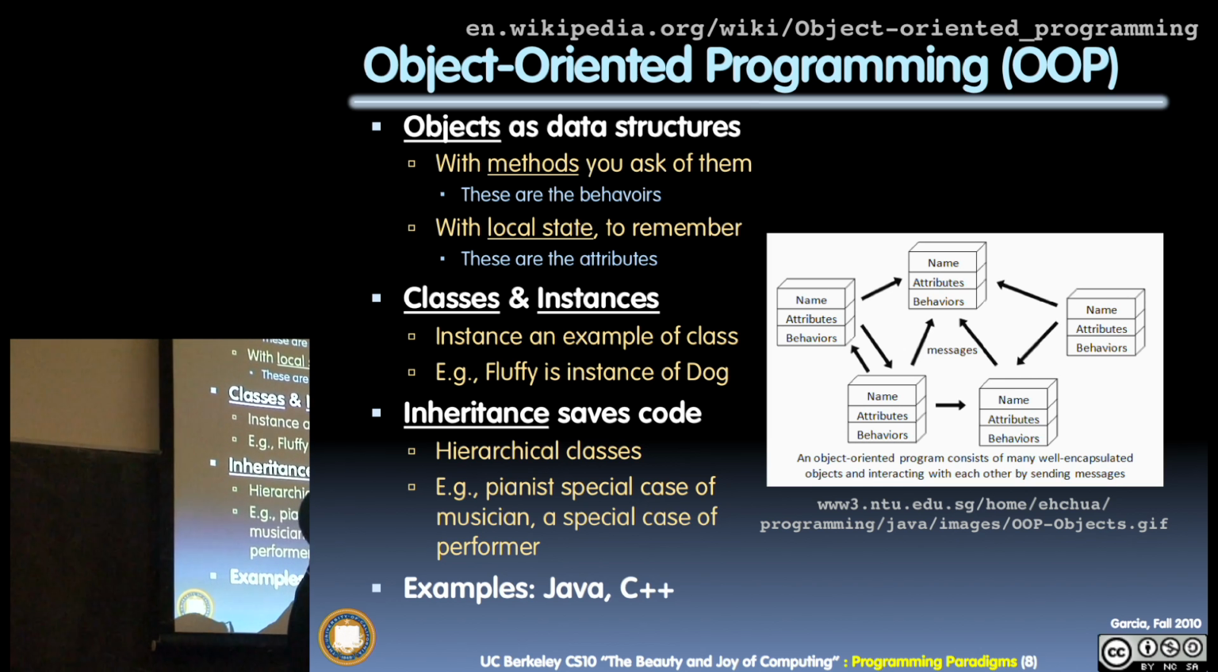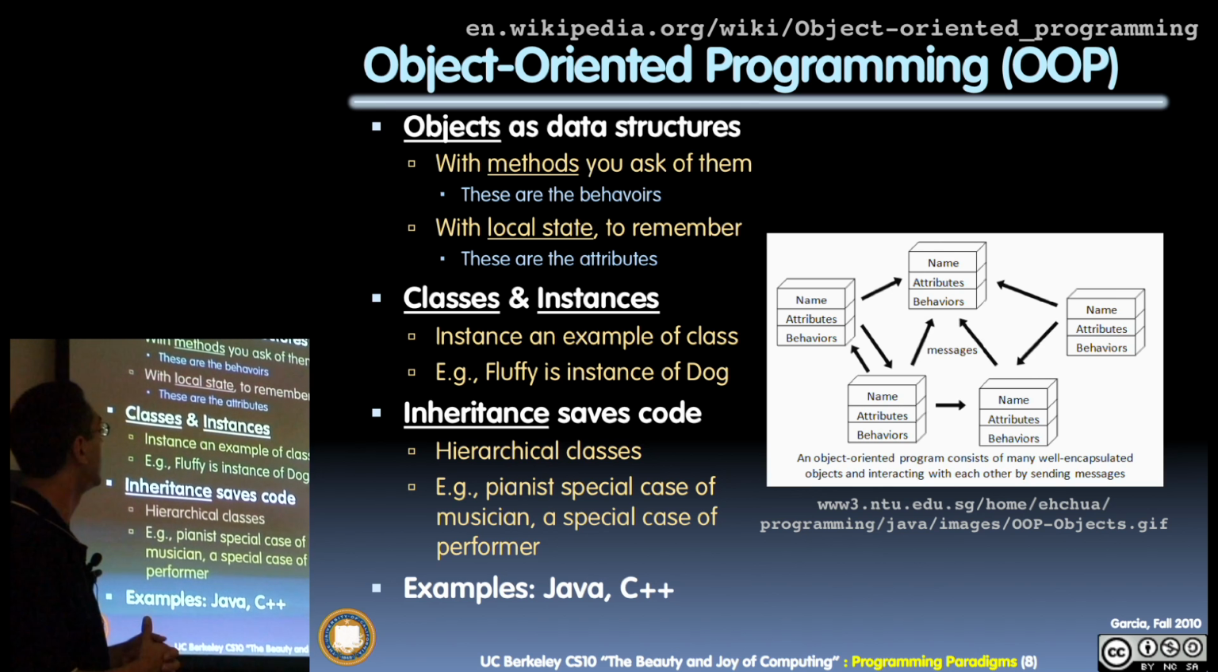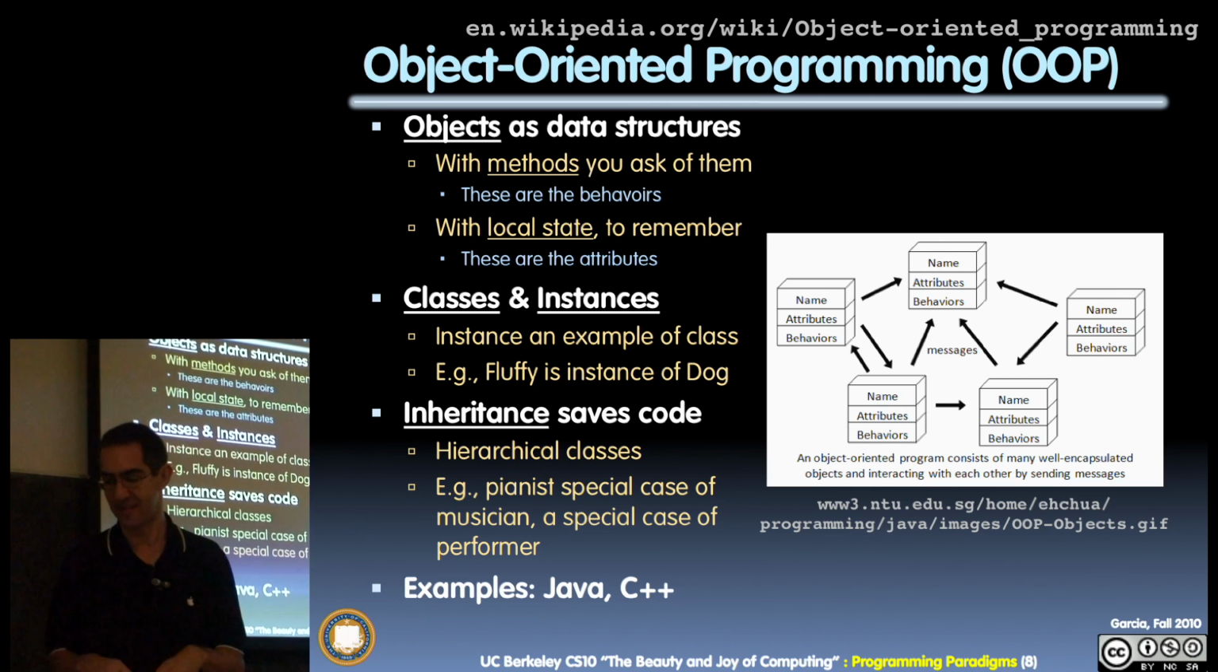Here's a little picture of it. Names, attributes, behaviors. I mentioned that attributes are the money and the name, and behavior is the things you can do.